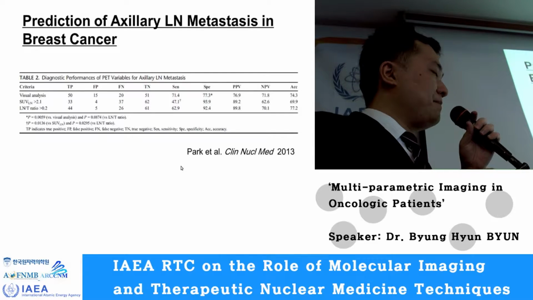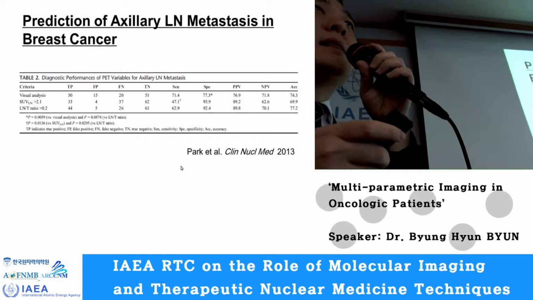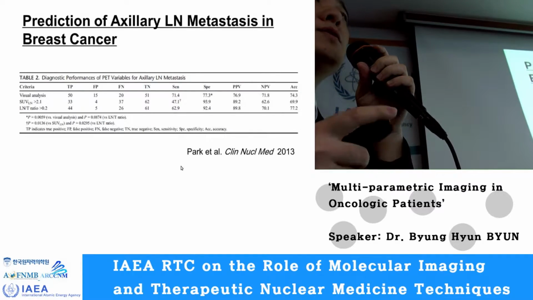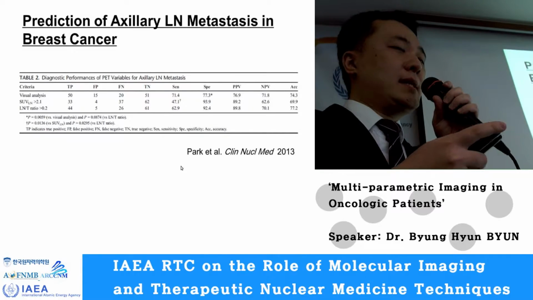And in another paper in breast cancer, they showed that the ratio of lymph node to primary tumor was useful for the prediction of prognosis in breast cancer.